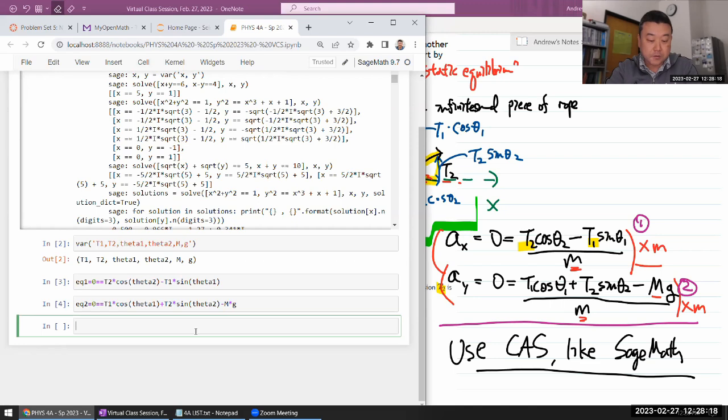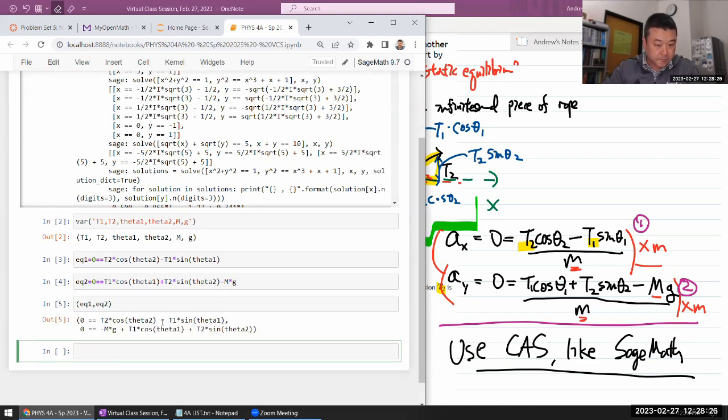So let's just verify that we have those two equations defined correctly. I'm just doing this to print them. Yeah, those are my two equations. They look right. I have that minus sign there.